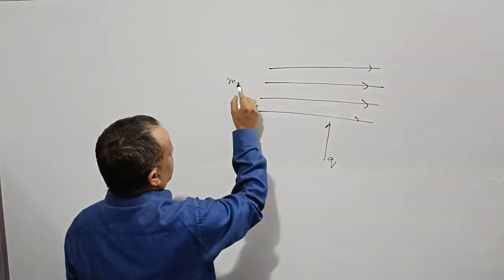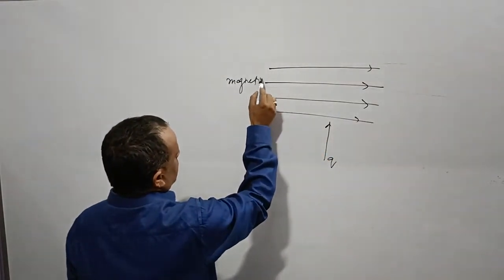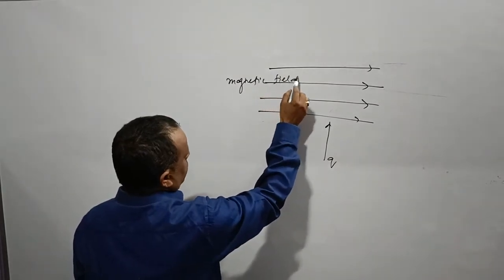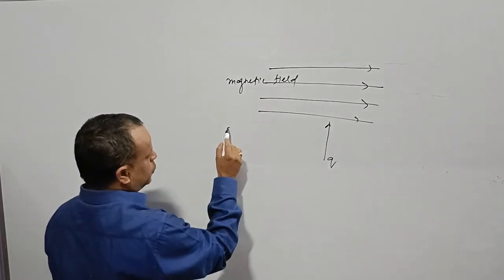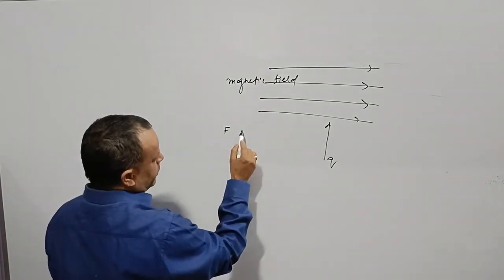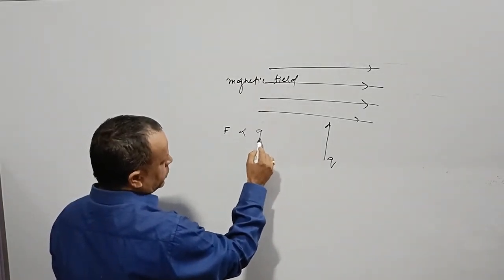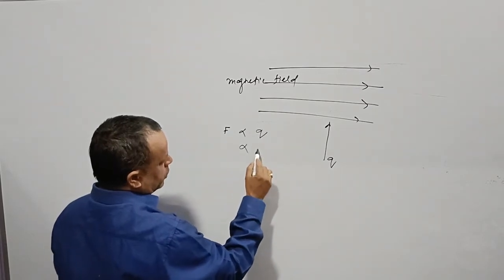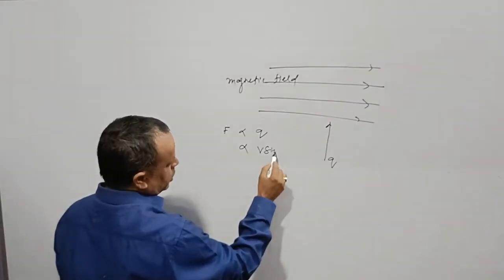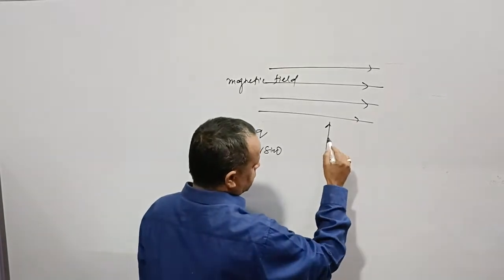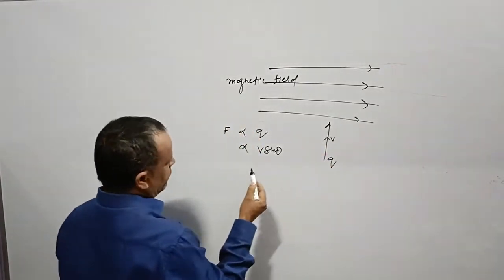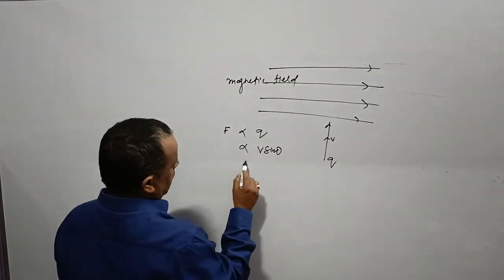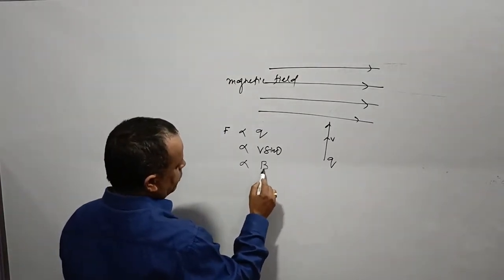Then what will happen? This is basically the magnetic field. We say that it will experience a force, and the force will be directly proportional to the magnitude of charge. It will be directly proportional to v sine theta, meaning the velocity of this charge and the sine of the angle it makes with the magnetic field, and it is directly proportional to the strength of the magnetic field.